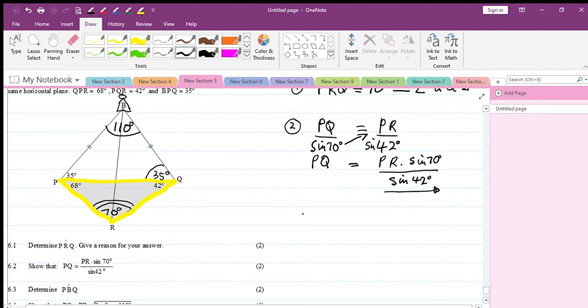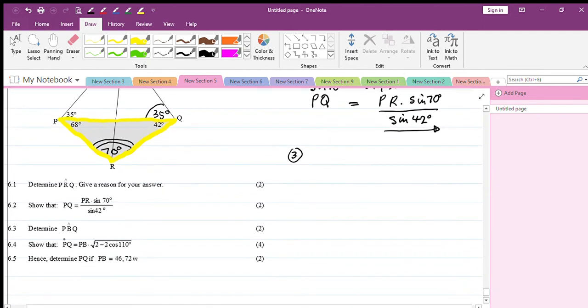That's our second question. We'll go to the third question now. Third question, we need to determine the value of PBQ. Where is PBQ?